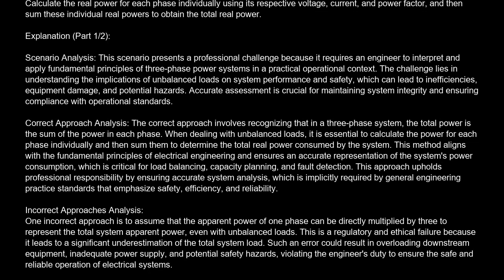The correct answer is D. Calculate the real power for each phase individually using its respective voltage, current, and power factor, and then sum these individual real powers to obtain the total real power.